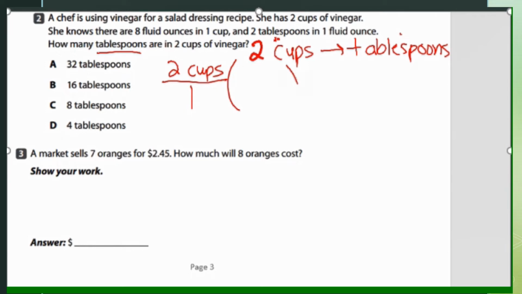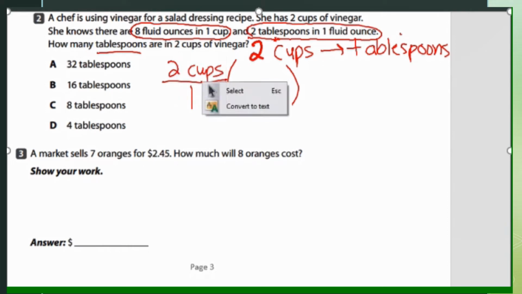And then we need a conversion factor. Now the conversion factors that we need were given in the question. We have 8 fluid ounces per 1 cup, and we have 2 tablespoons per fluid ounce. So if we want cups to cancel out first, we need to first get cups in the denominator since we already have cups in the numerator.